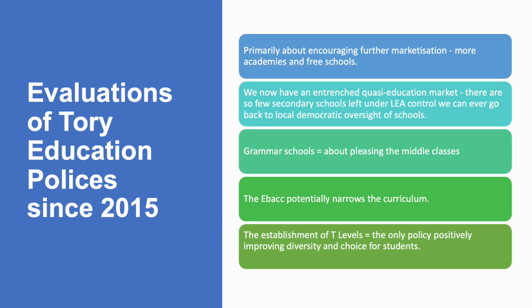So on to evaluations. The main thing the Tories have done is carried on marketisation through more academies and free schools, and really now we can't reverse this. We've got a fully fledged quasi-educational market in the United Kingdom. Grammar schools have been expanded, which seems to be about pleasing the middle classes. The Ebacc potentially narrows the curriculum. And the establishment of T-levels, we can say that's positive, but as I said earlier, it's really too early to judge.